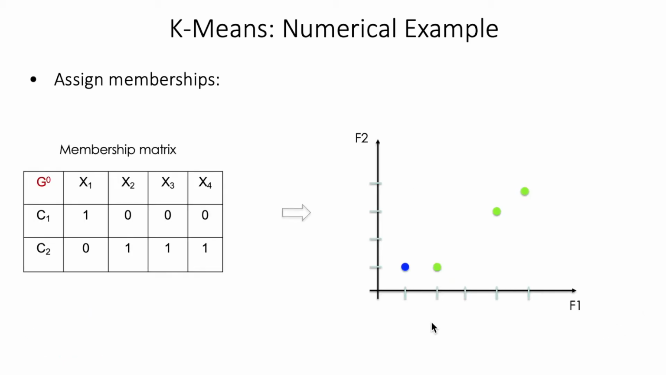With that matrix, now we can put the new colors, and we can see that we have 3 points belonging to the green cluster represented by c2 and just 1 blue point represented by c1. And we still have the same centroids, right?